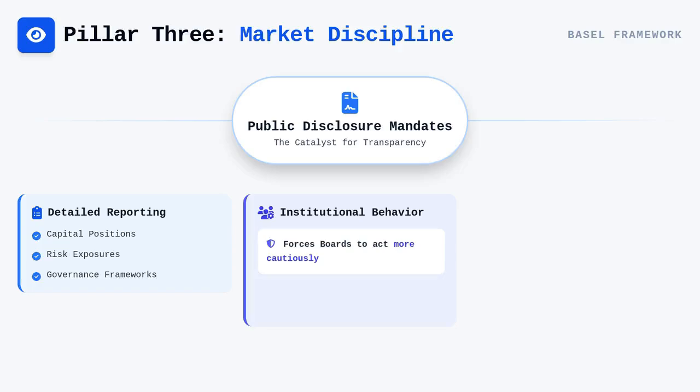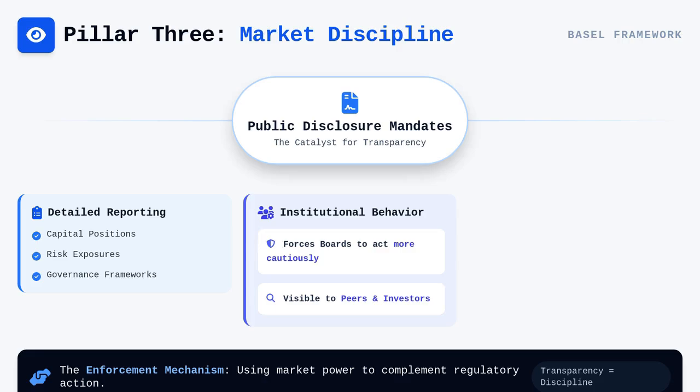This transparency forces boards of directors to act more cautiously, knowing that their risk management choices are visible to peers, investors, and creditors. From an examination perspective, think of this as the enforcement mechanism that uses the power of the market to complement the actions of regulators. It is not enough for a state authority to know the risk levels. The broader market must be sufficiently informed to price that risk correctly. When you think of Pillar 3, visualize a marketplace where disclosure provides the information necessary to discipline the behavior of individual institutions.